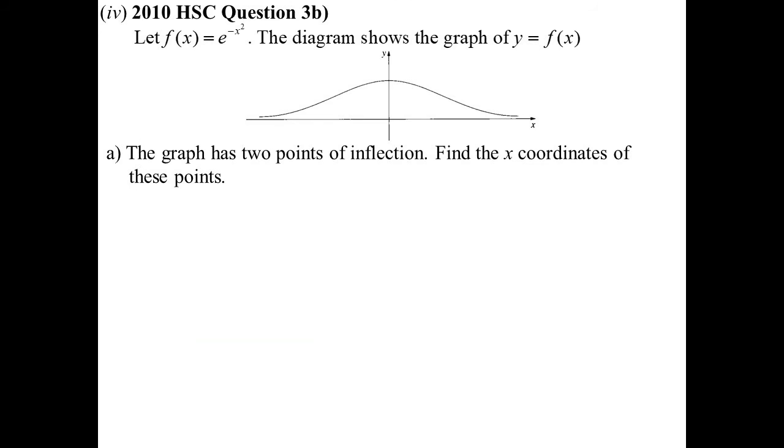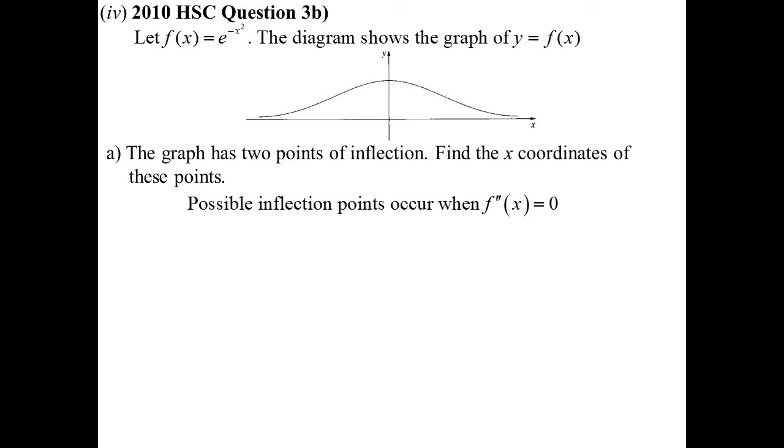All right, let's have a look at an old HSC question there. So we have function f(x) equals e to the minus x squared, a bit of a bell-shaped curve, they call those, that have that type of shape. They've told us the graph has 2 points of inflection, so where it changes concavity. Find the x coordinates of those points.